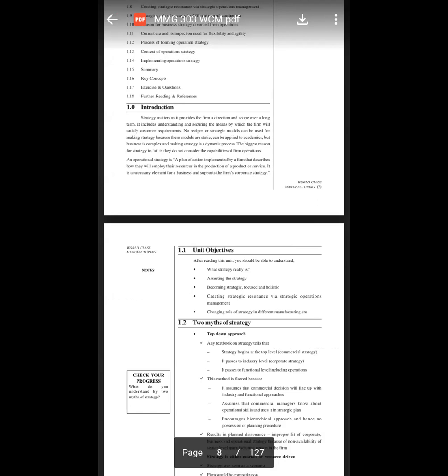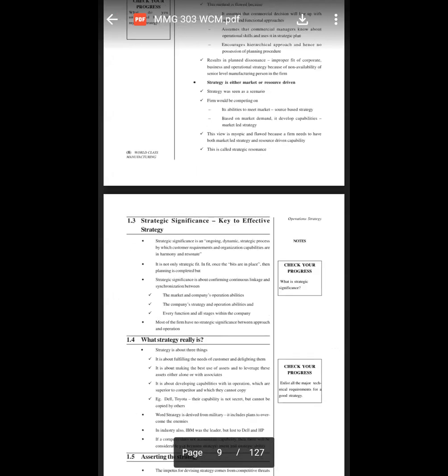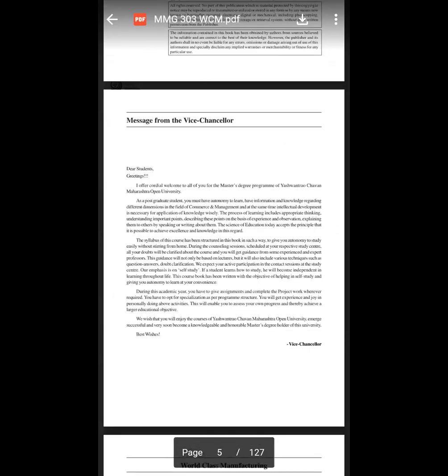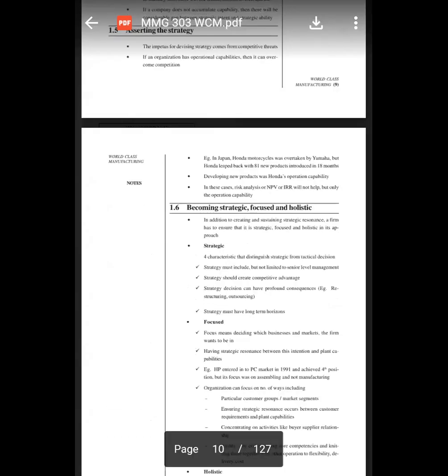Okay, strategy is a plan of action that can be implemented by the firm that describes how they will use resources in the production of the product and services. It is a necessary element for the business to support the firm's corporate strategy. Strategy is a key element for any business to work. If you have a proper strategy and proper plan, your business can grow in a larger direction. So proper strategy is a requirement.